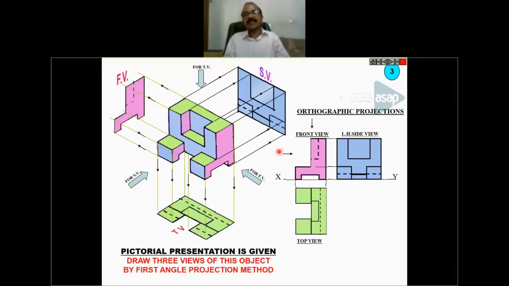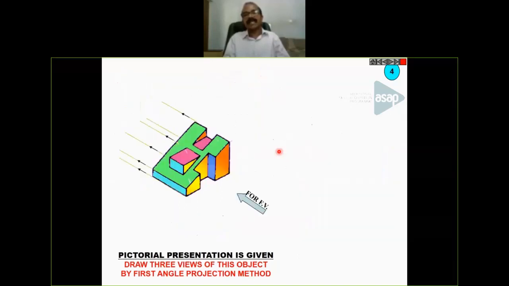Another figure. See the front view direction. Looking from the top, you can see this face, only this face and these colored faces, and this face also you can see. The front view will be of this fashion. Please identify the surfaces.